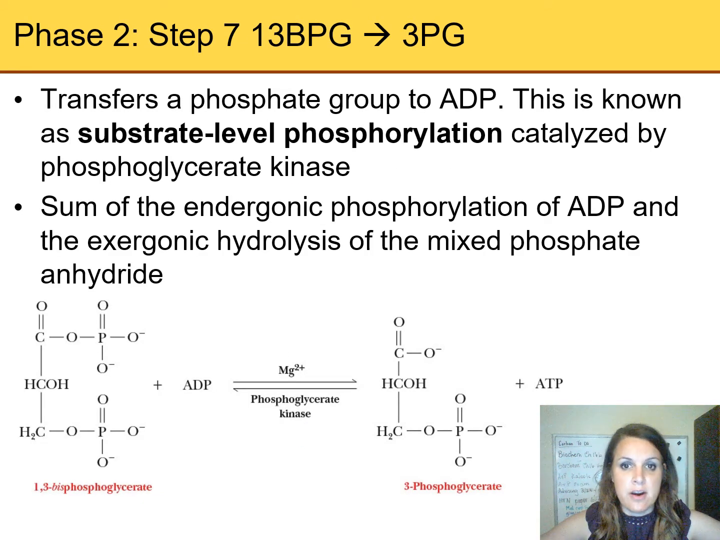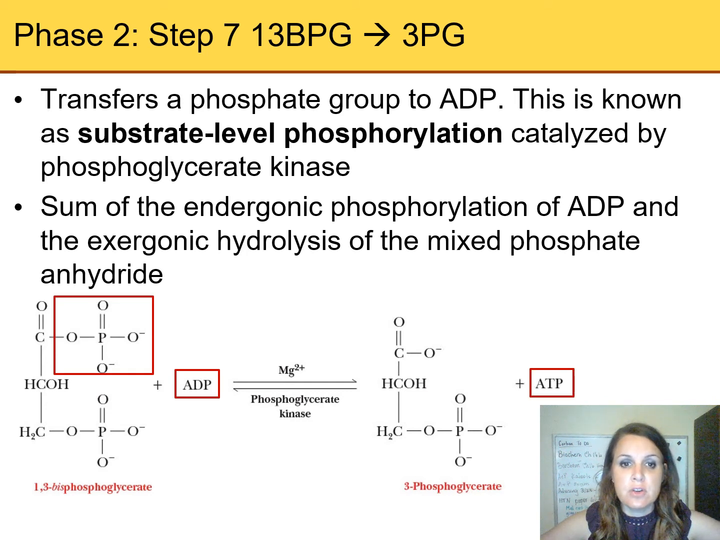So why do we care? When that phosphate group is added to make 1,3-bisphosphoglycerate, there's a high energy bond there that is going to be able to drive substrate level phosphorylation that's catalyzed by phosphoglycerate kinase in the next reaction. So what do I mean by substrate level phosphorylation? What that is, it takes the phosphate from one molecule and adds it to an ADP to make ATP.